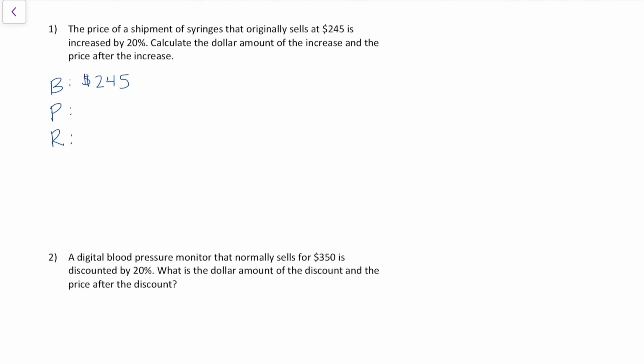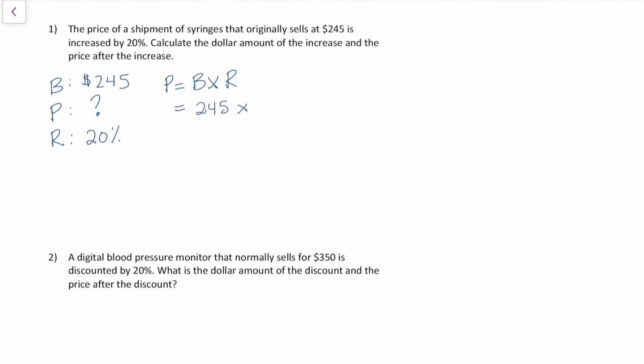It wants to know the dollar amount of the increase and the price after the increase. So there's kind of two ways that we could solve this. We could first figure out the dollar amount of the increase. So I could say, well, I know it's increasing by 20%. So I'm going to figure out what is 20% of 245. So I'm looking for my portion, my 20% portion of the base. So portion equals base times rate.